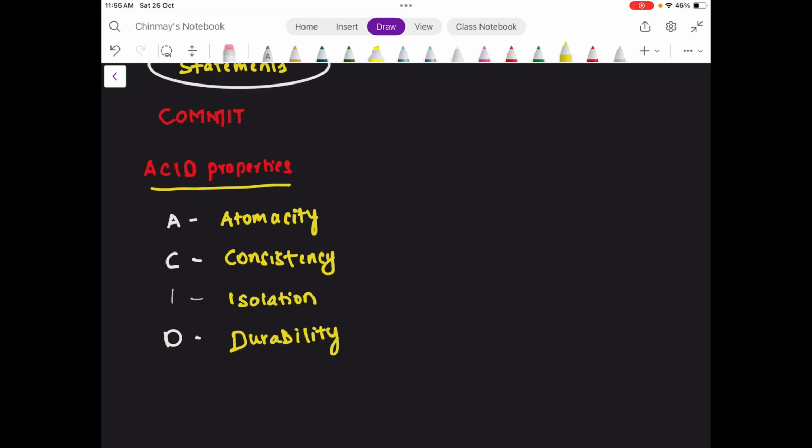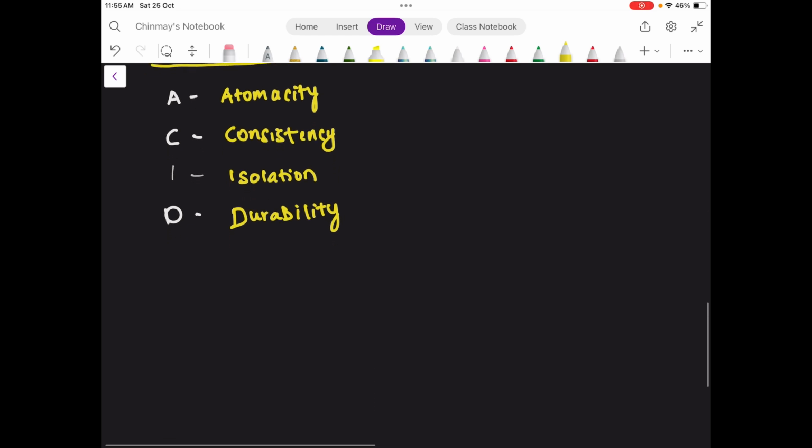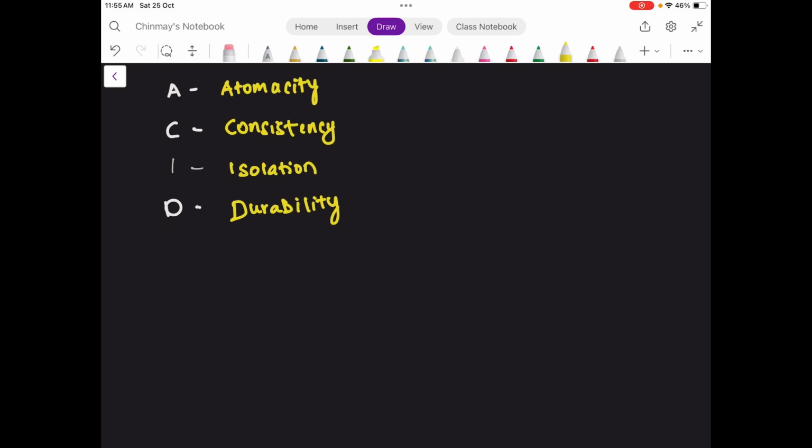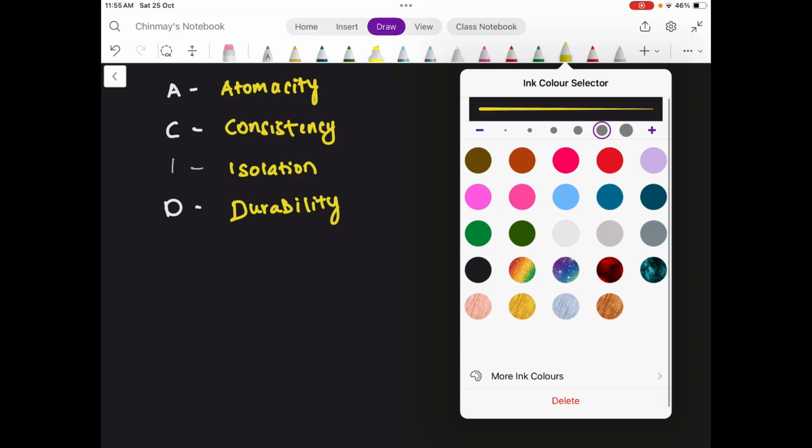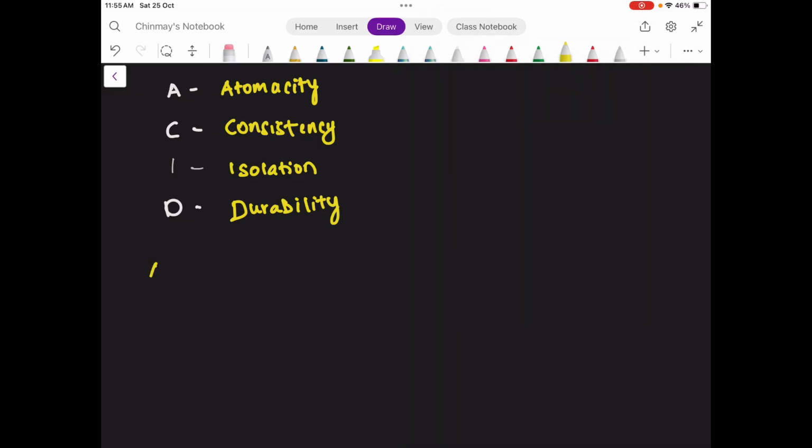It is really important to understand these properties when maintaining a relational database. This is also a basic interview question asked in system design interviews. It is really important. Let's consider atomicity.